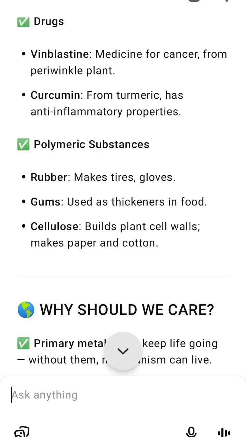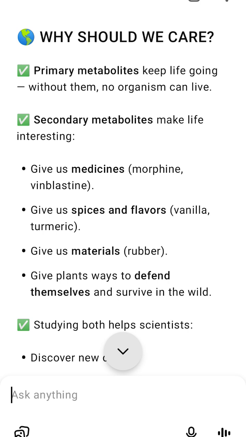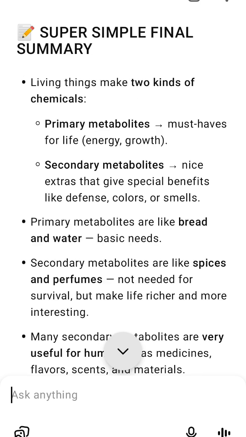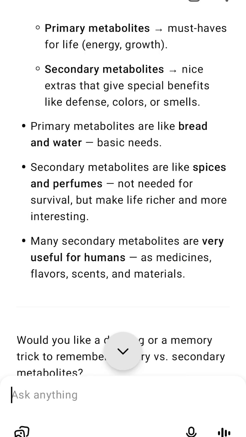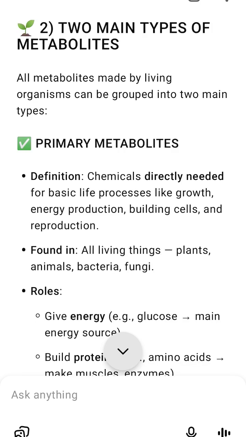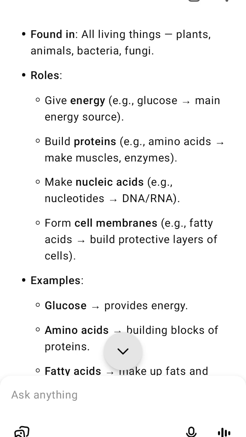Pigments: carotenoids, orange, yellow, carrots; anthocyanins, red, purple, berries. Alkaloids: morphine, codeine, pain relief. Terpenoids: monoterpenes, diterpenes, resins, essential oils; essential oils: lemongrass oil, scents, insect repellents. Toxins: abrin, ricin, extremely poisonous. Lectins: concanavalin A, binds to sugars, used in labs. Drugs: vinblastine, treats cancer; curcumin from turmeric, reduces inflammation. Polymeric substances: rubber, tires, gloves; gums, food thickeners; cellulose, plant cell walls, paper, cotton.